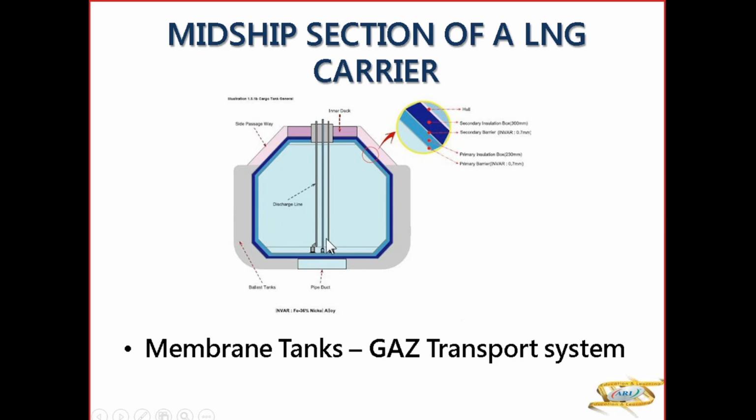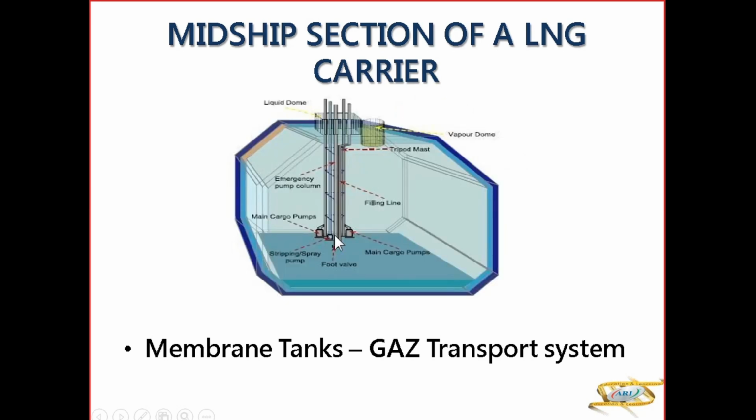So here is your suction area, and then this is the discharge line, and this is your duct keel. These are the ballast tanks. The side passageways are here. This space can be ballast or it can be void space. That's the foot valve, that's the spray pump. Main cargo pumps are here. And then your pipelines are here. And the discharge is on top. There's a vapor dome on top. That's the membrane tanks of Gas Transport.